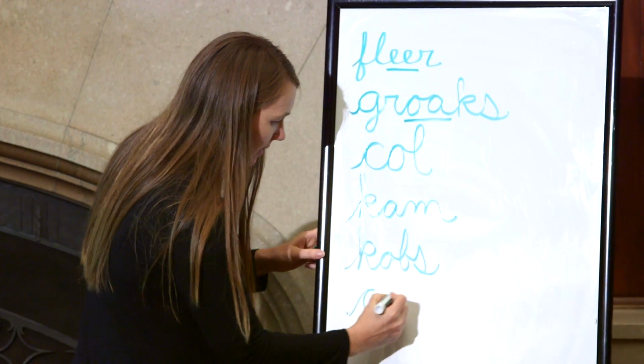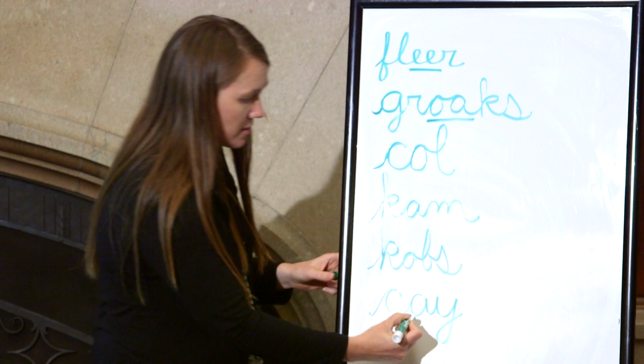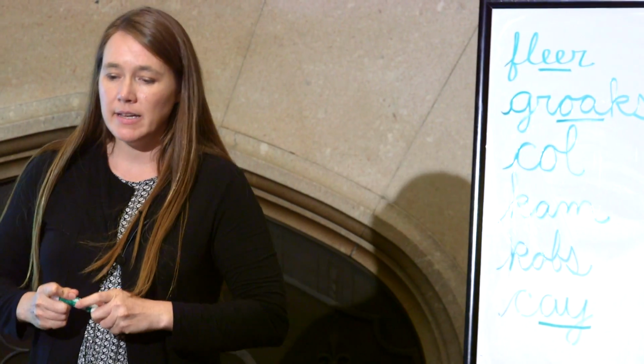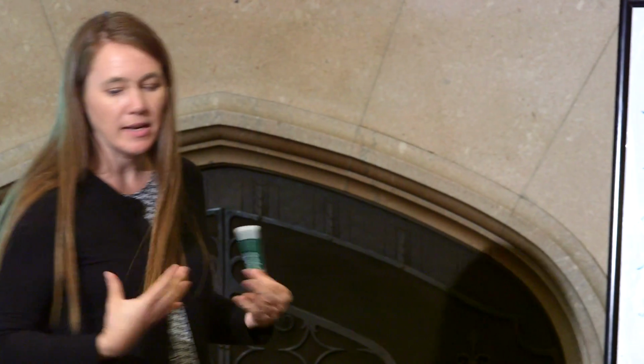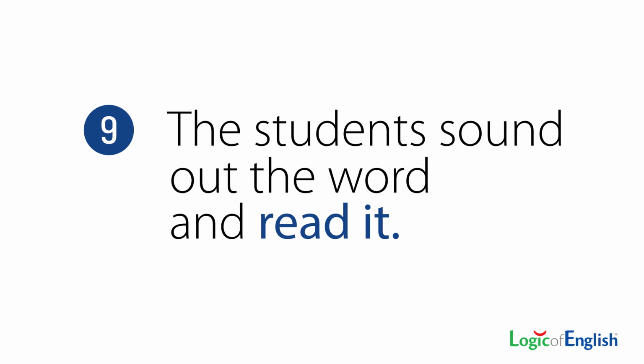K, a. How will we mark it? Underline the A-Y. And then this is how we analyze the spelling. So I'll ask you, how do we mark it? The students will be telling you how to mark it. They're the ones doing the work of analyzing the spelling. Then the students will sound it out, K, A, cay, and blend it into a new word.